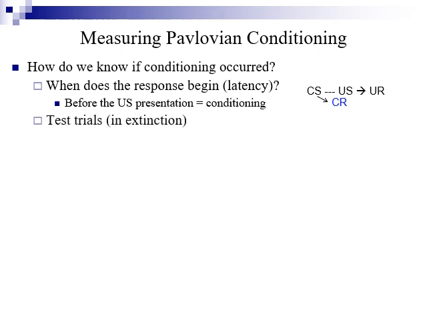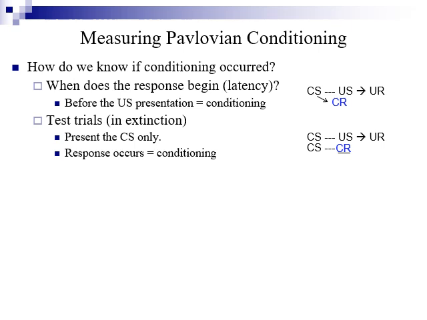The other way we can test to see whether conditioning has occurred is to use test trials. In this case, we have a standard presentation where we present the CS followed by the US, but then we have a test trial in which we present the CS by itself. So present only the metronome and see if the dog salivates in the absence of food. If so, then that is evidence that conditioning has occurred.